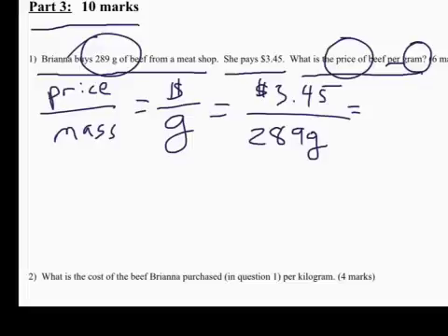$3.45 divided by 289 grams. And that gives us a unit cost of just over a cent per gram, 0.012 dollars per gram.